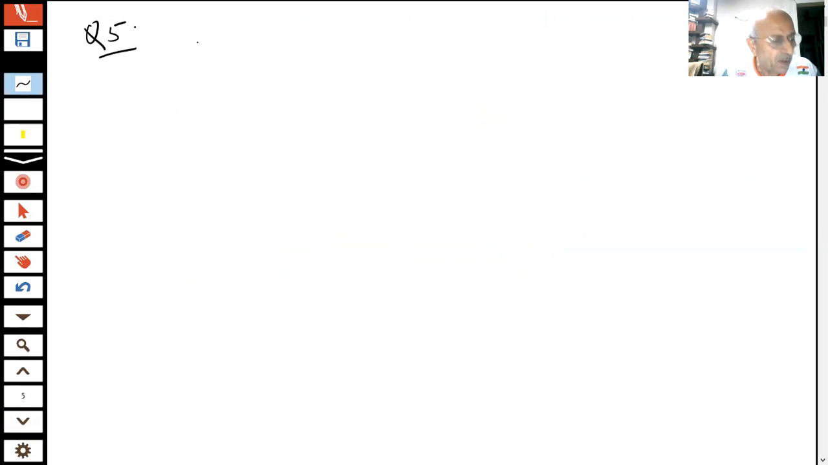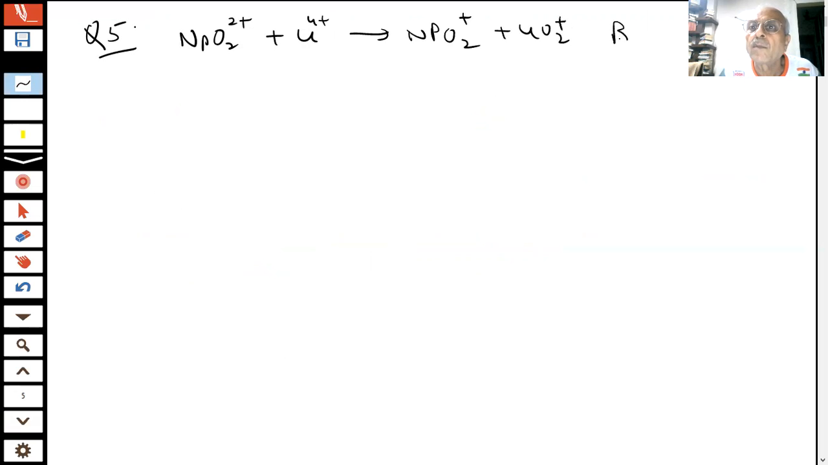Question 5. NpO2 2+ plus U4+ gives NpO2+ plus UO2+. Balance the redox reaction. You have 2 minutes to answer the question, students.